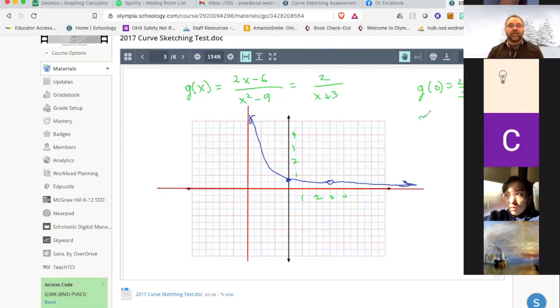Sometimes you have to go back and go, well, let me find another y coordinate out there. Why don't I find g of -4? Okay, well, that would be 2 over -1. So that would be -2. So g of -4 is -2. So that would be down here. And then I can say, oh, okay, so it's got to probably come in and do something like this. And so that's what our graph should look like.